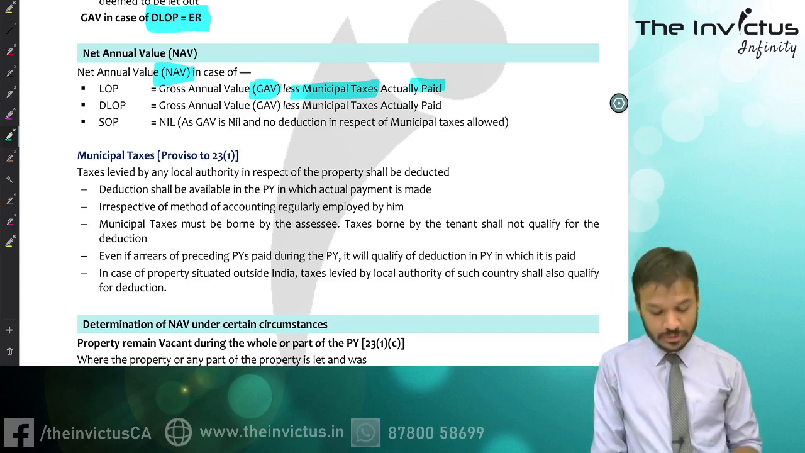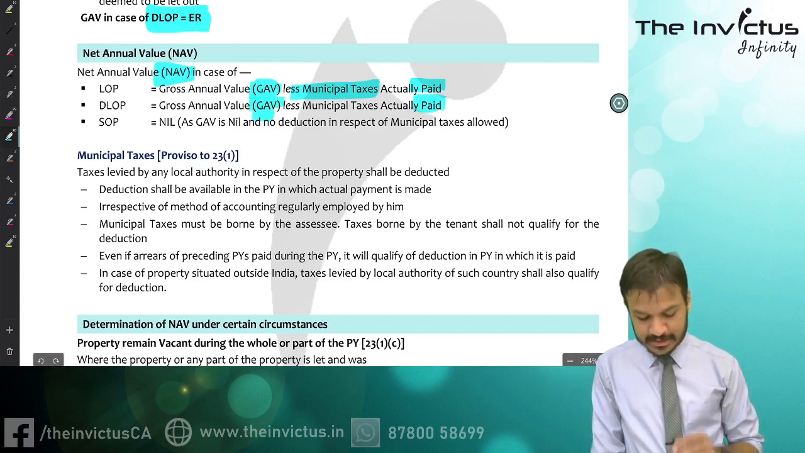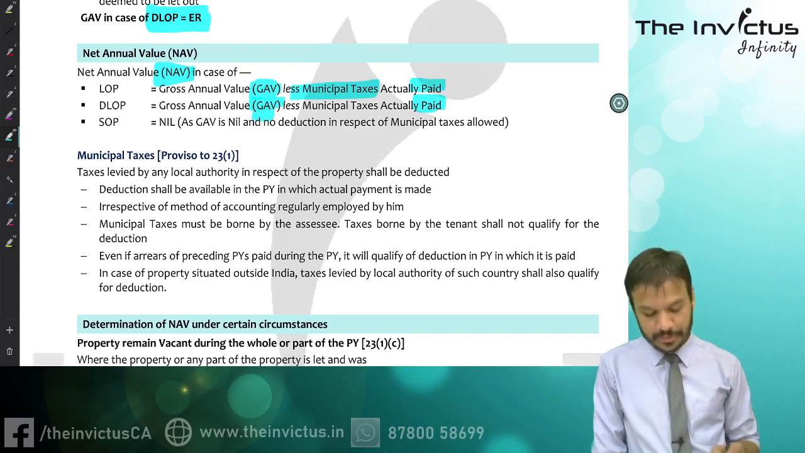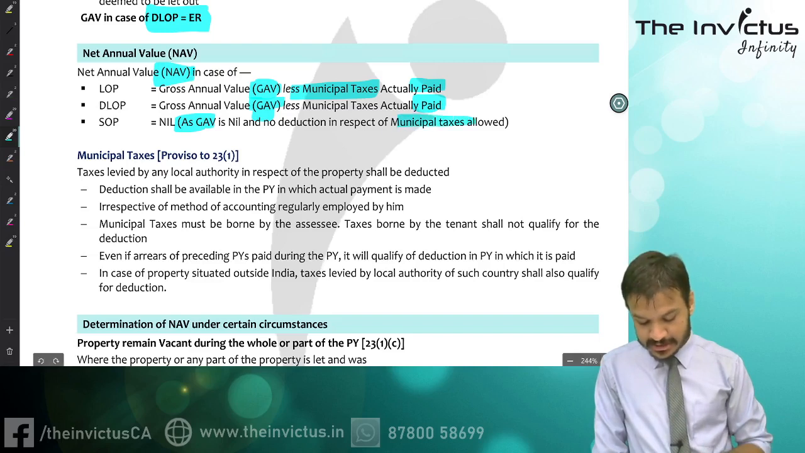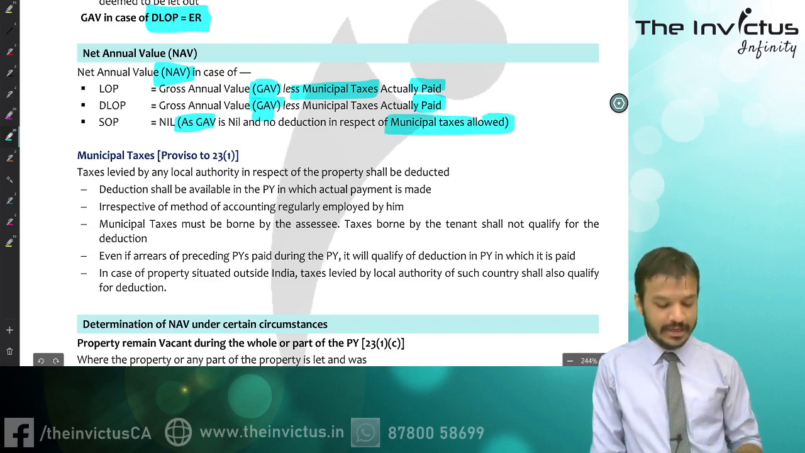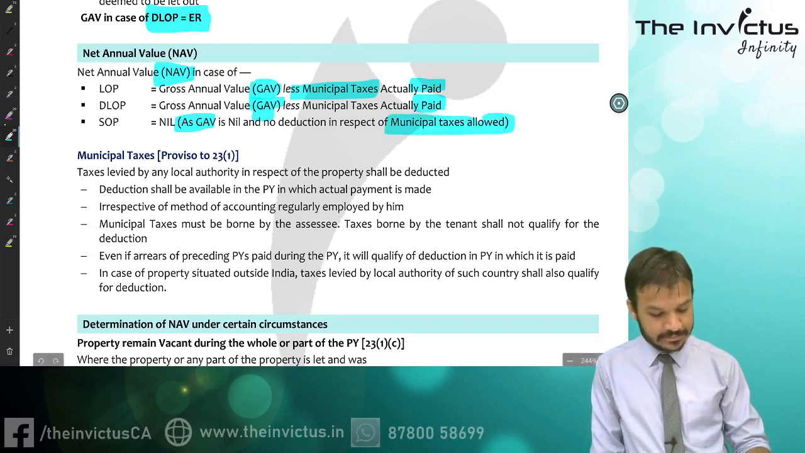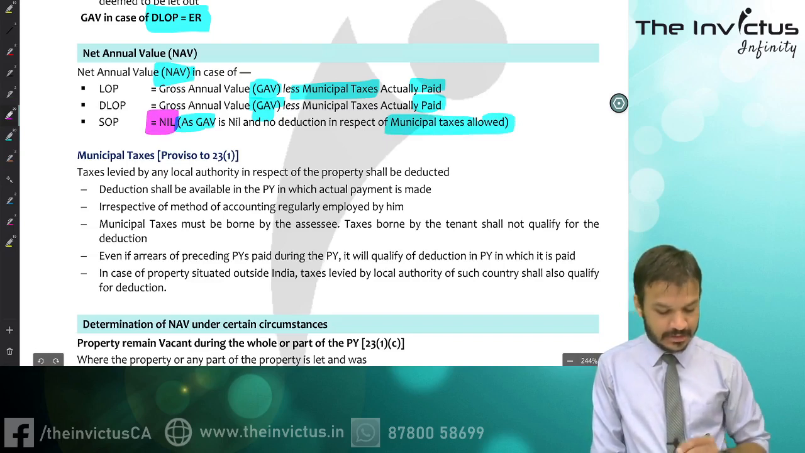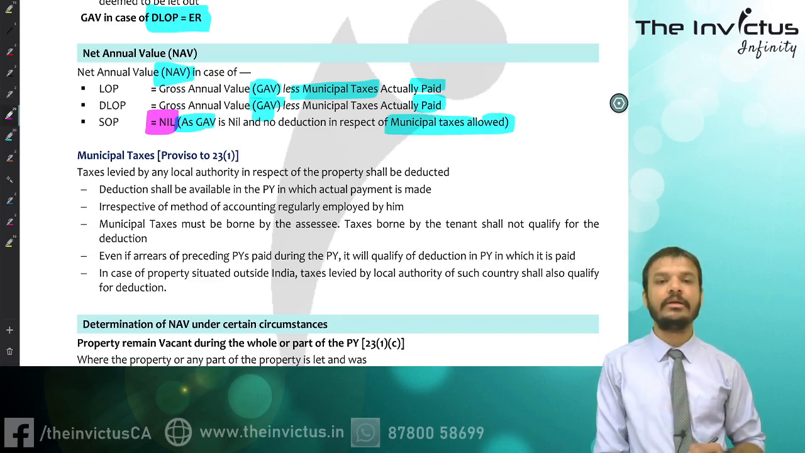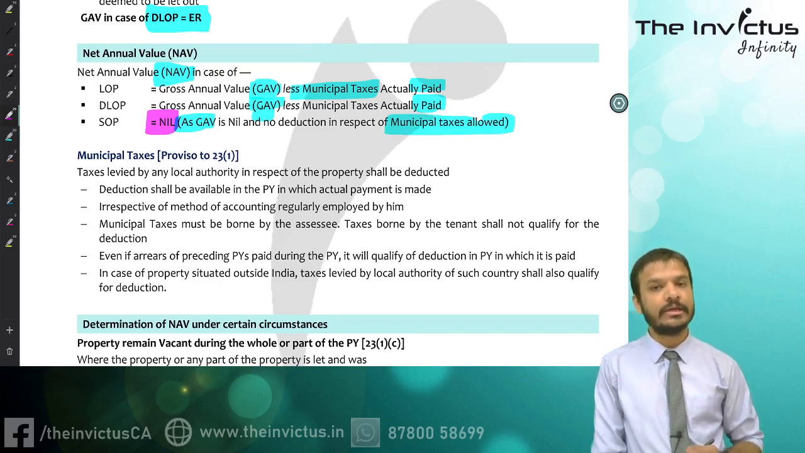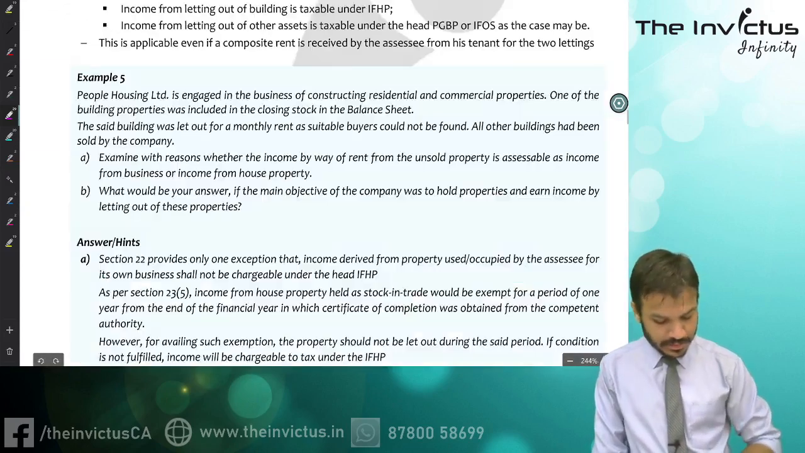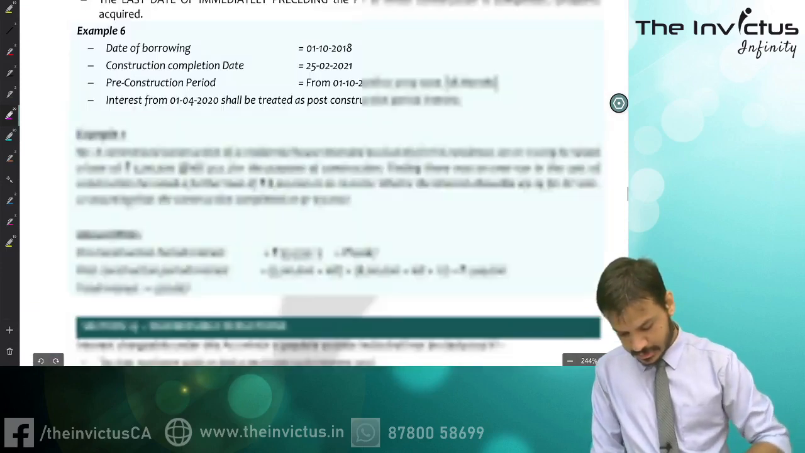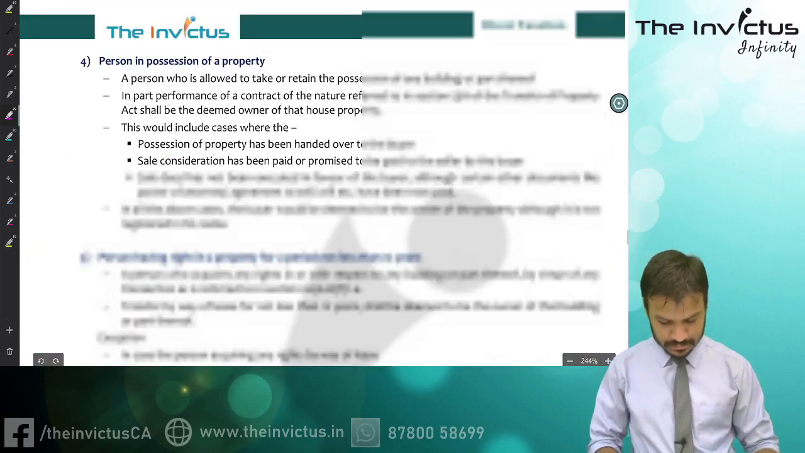In DLOP case also GAV less municipal taxes, and in case of self-occupied property, GAV is nil and municipal tax deduction is not allowed. So I can say that in case of SOP, self-occupied property, my gross annual value would be nil, right? That we have seen in the first lecture also. I have discussed it with you.